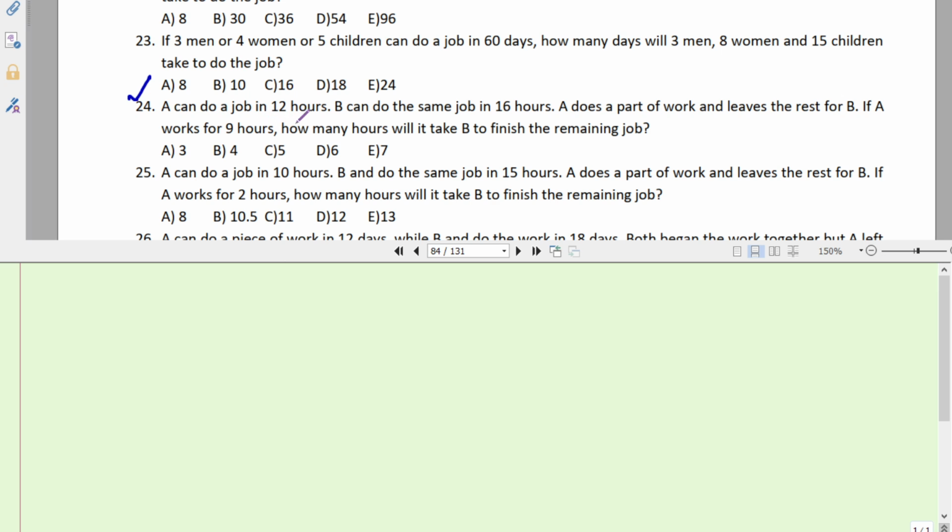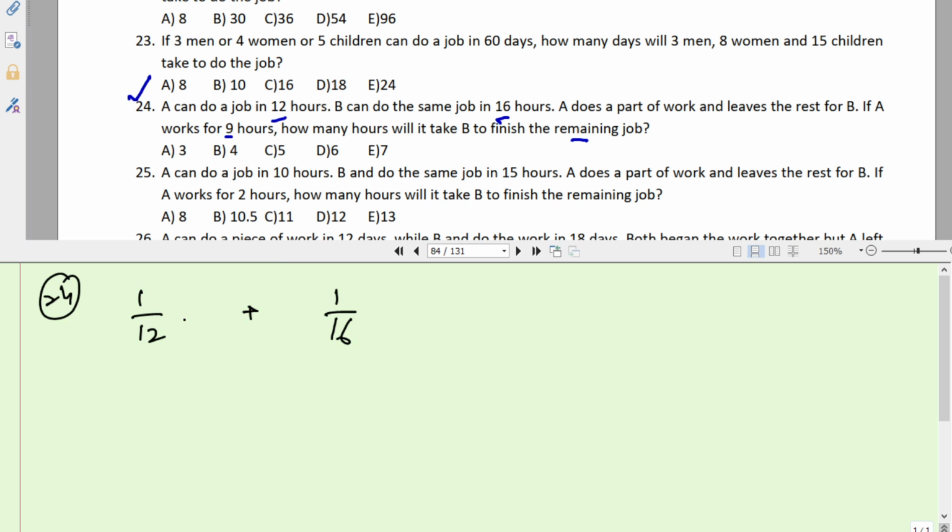A can do a job in 12 hours. B can do the same job in 16 hours. A does a part of work and leaves the rest for B. If A works for 9 hours, how many hours will it take B to finish the remaining job? So first thing first, the rate of A is 1 over 12 and the rate of B is 1 over 16.